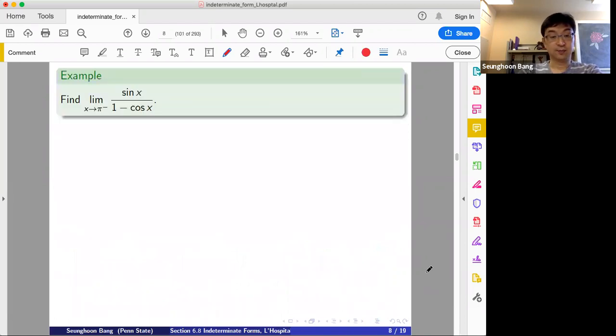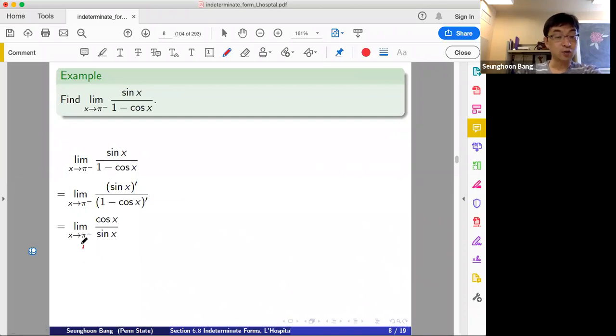So, next tip. The limit of sin x over 1 minus cosine x is given. You can use L'Hopital's rule. The sin x prime is cosine. The negative cosine x prime is positive sine. So we have it.